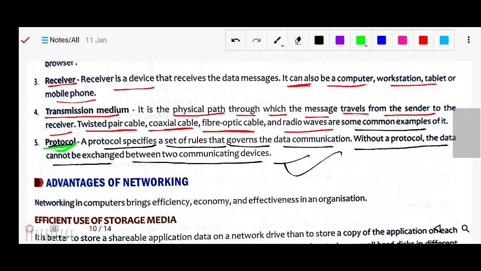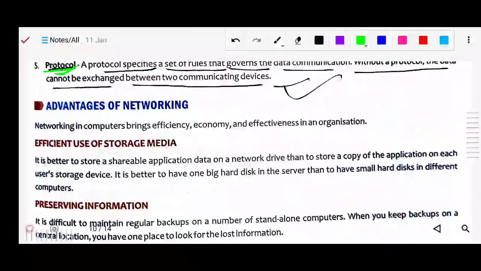Now what is the advantage of networking? As you are getting to know about the network, one advantage we have seen, the main purpose, is to share the resources and to share the data. So these are the main advantages. Some more advantages we can see also. So what are the advantages?